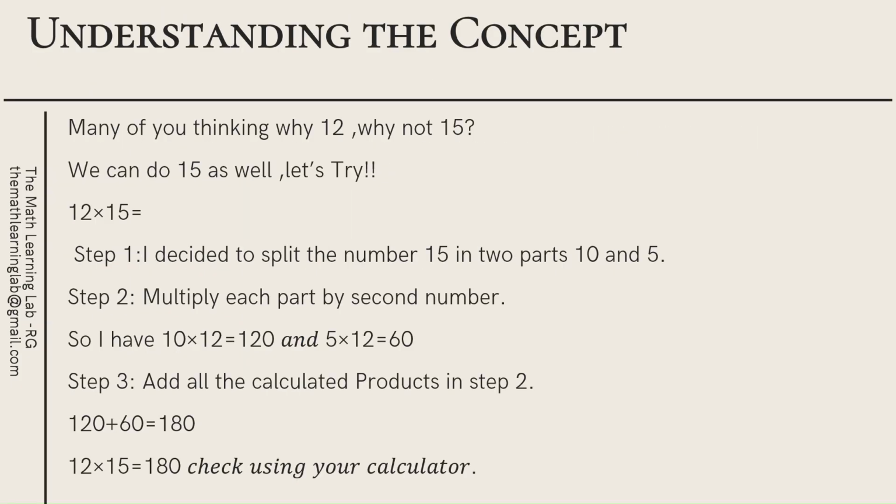Many of you are thinking, why 12? Why not 15? We can do 15 as well. Let's try. We will see if we get the same answer or not. So first step, decide to split the number 15 into two parts, 10 and 5. Multiply each part by the second number. So 10 times 12 and 5 times 12. 10 times 12 is 120, 5 times 12 is 60. Add them together and you will have 180. See, we have the same answer.